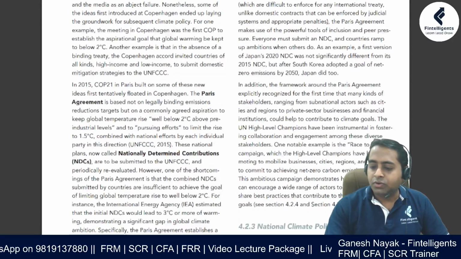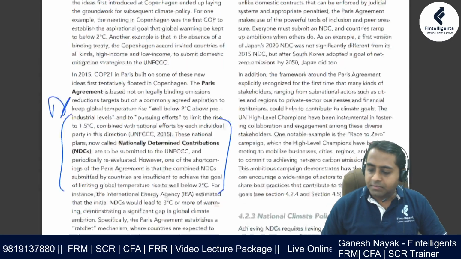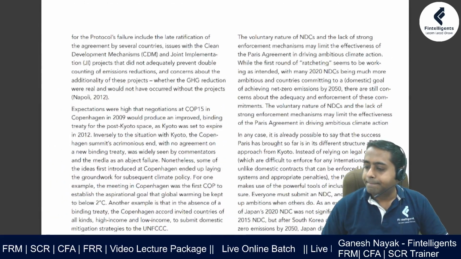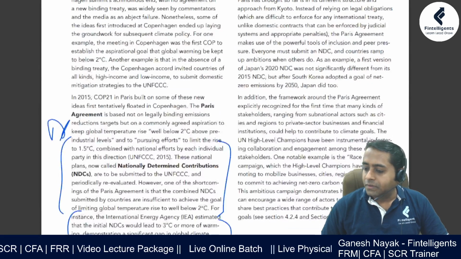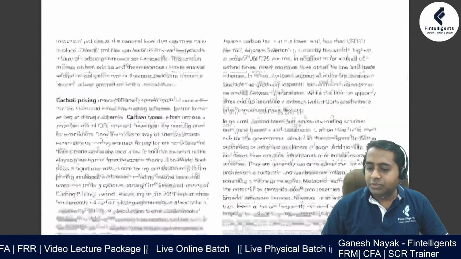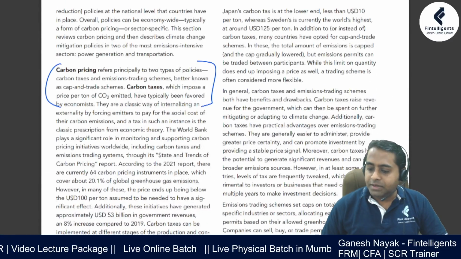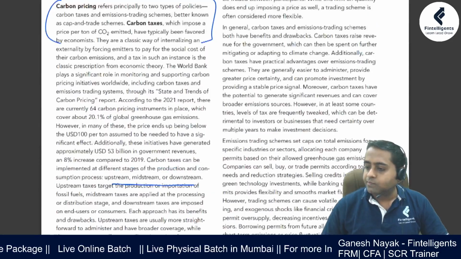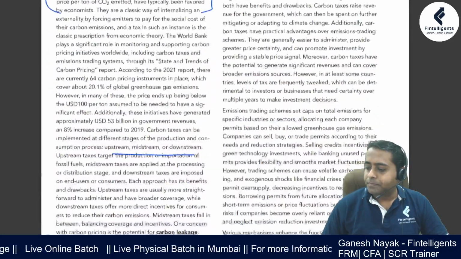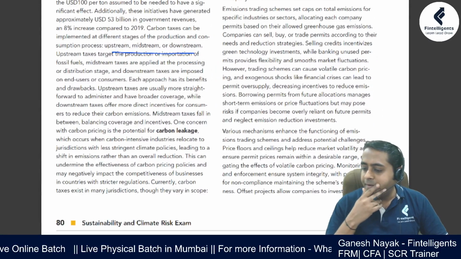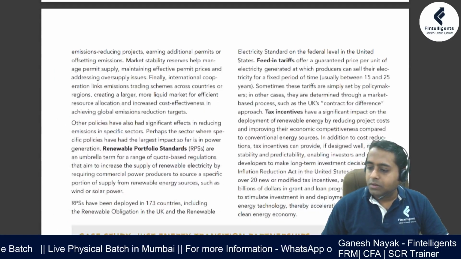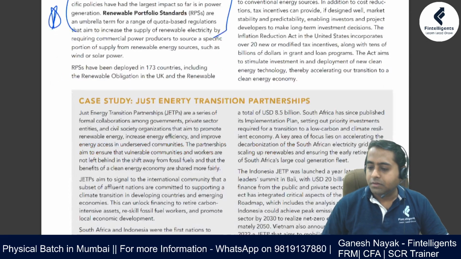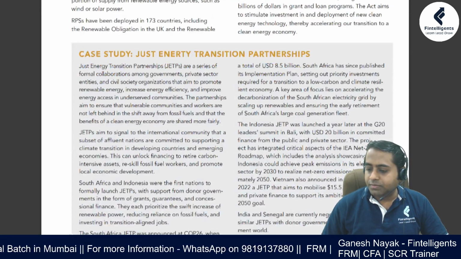Then the basic introduction of what was there in the Paris Agreement. This ratchet mechanism is very, very important. You can read this paragraph also. National climate policy, the basics of carbon pricing, carbon taxes, upstream, midstream, and downstream. Various mechanisms, it's okay. Feed-in tariff also important. Just Energy Transition Partnership is okay.